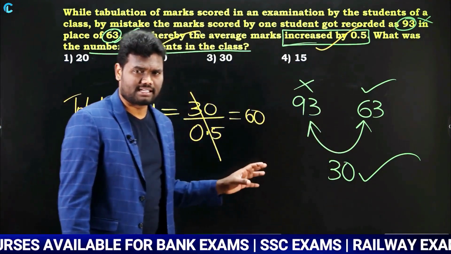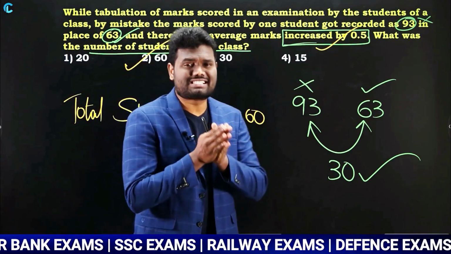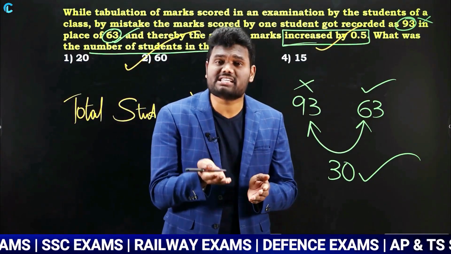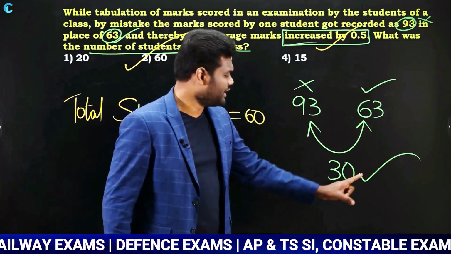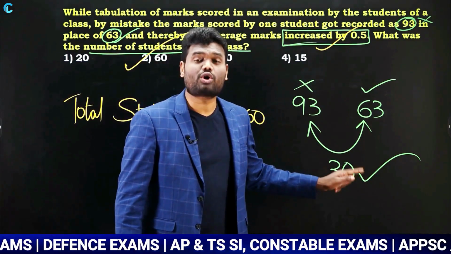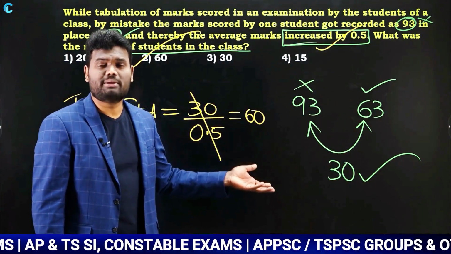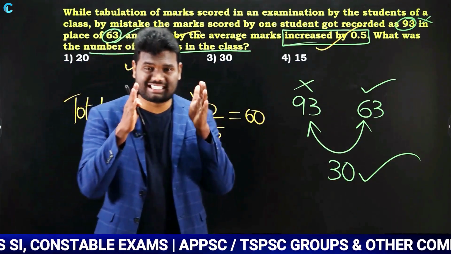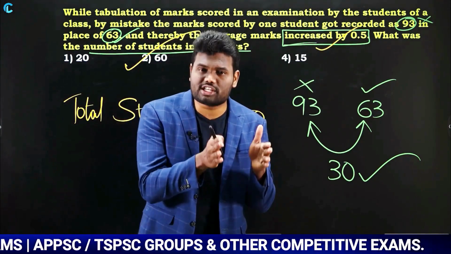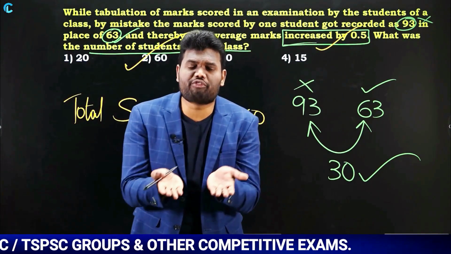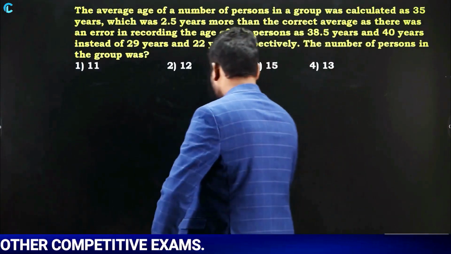Just take the difference. After taking the difference, the question mentioned that due to this error value, the average is increased by 0.5. As the average is increased by 0.5 due to this 30 difference, the total number of students is 30 divided by 0.5, which is 60. So the total is 60 students. Due to this 30 difference, these 60 students increased by 0.5 each. That's it. Okay, let us look at the next question.